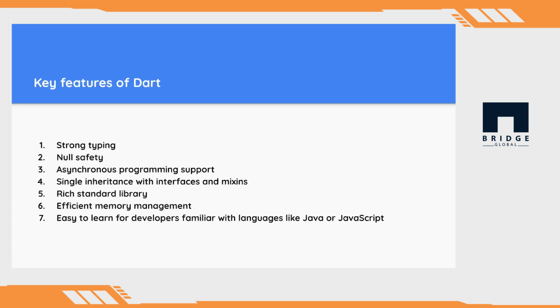From version 2.12, Dart introduced sound null safety. But until version 3, null safety was optional for this language. From version 3, the language has upgraded to strict sound null safety. And also, it is an asynchronous programming language, and it uses single inheritance with interfaces and mixins. It has a rich standard library, and it's very efficient in memory management. It is also easy to learn for developers who are familiar with languages like Java or JavaScript.